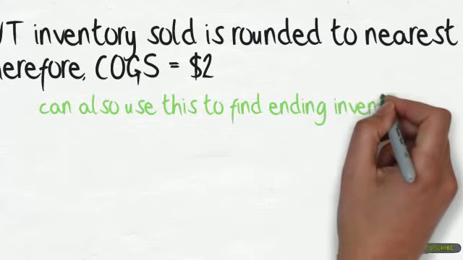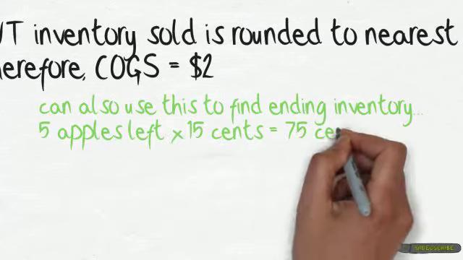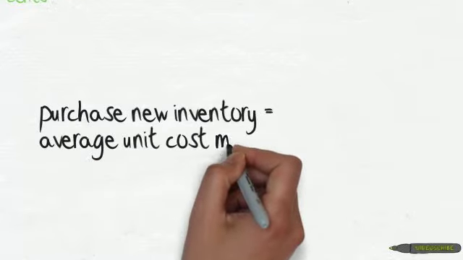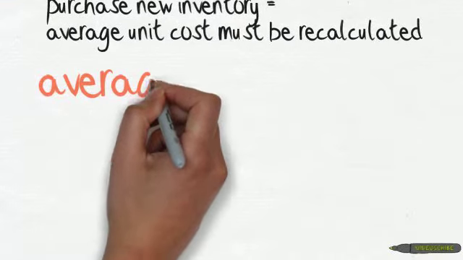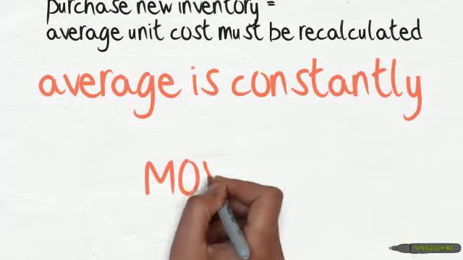I can also use this method to find my ending inventory. In other words, look at how many apples I have left and multiply that by the average apple cost. The moving average method is an ongoing process. Once new inventory is purchased, it's time to recalculate the average unit cost and do the math all over again. In other words, the average is always moving.